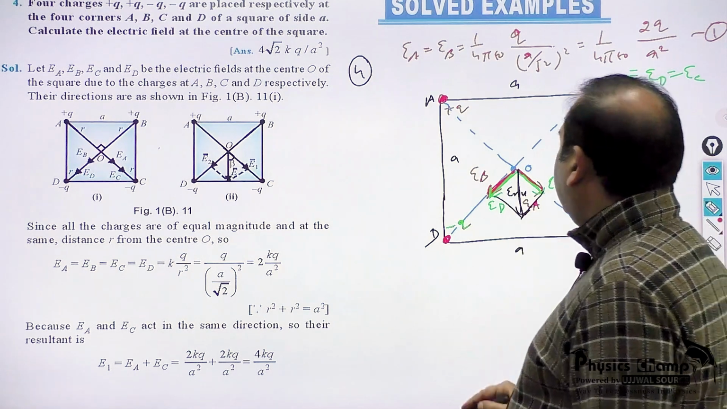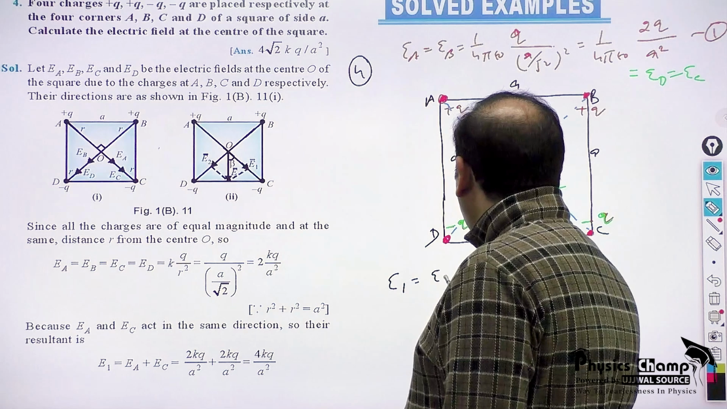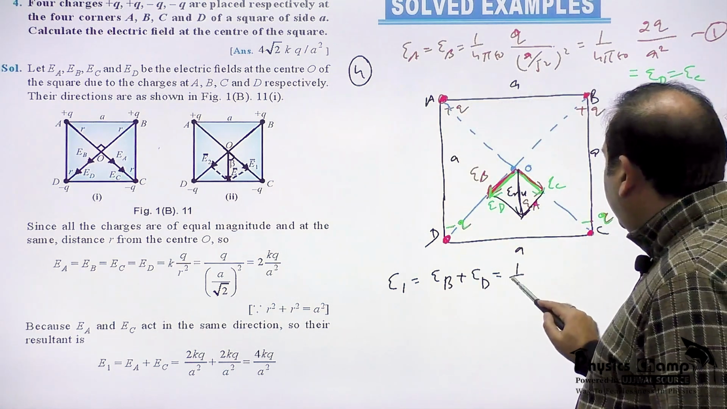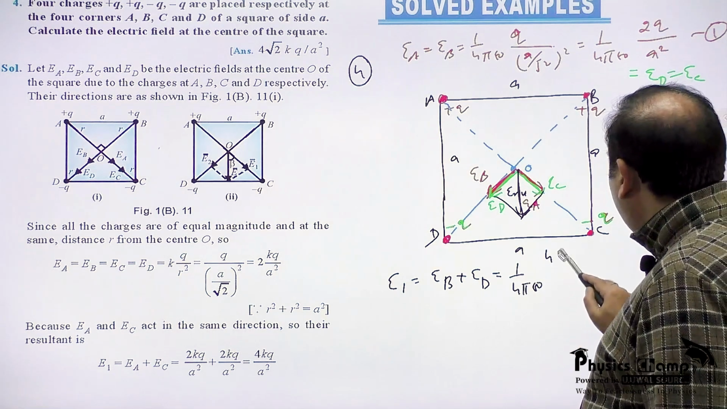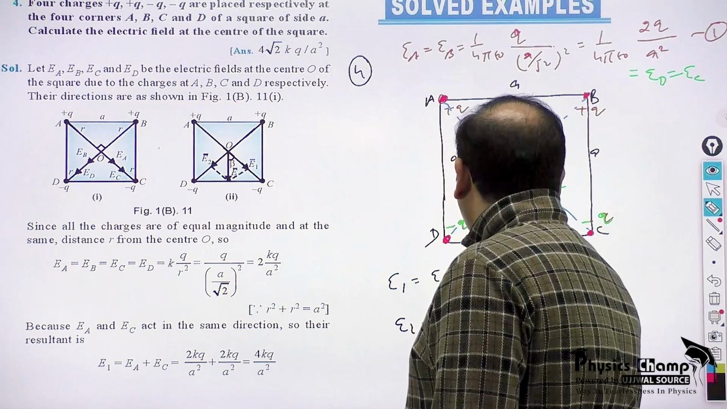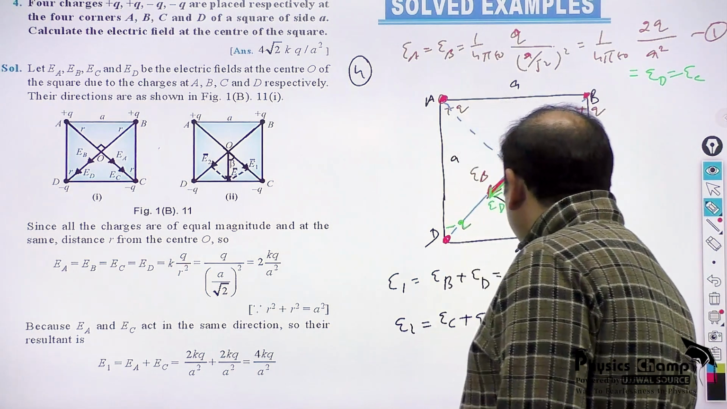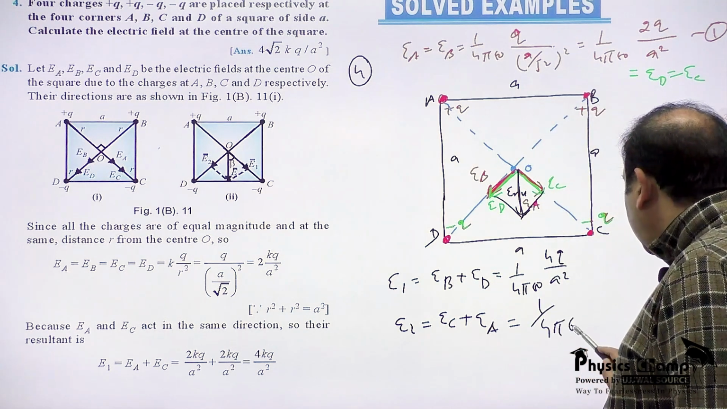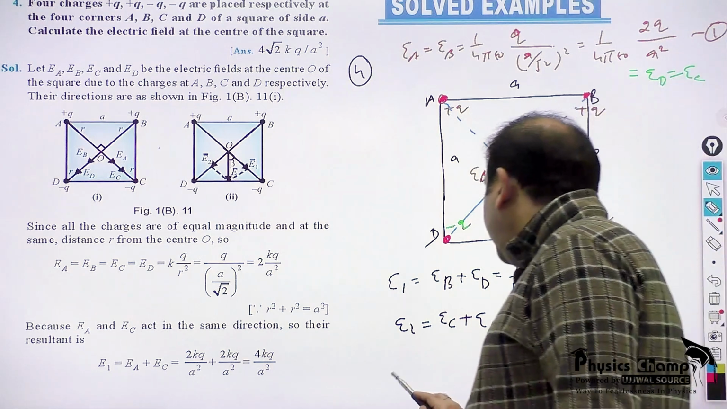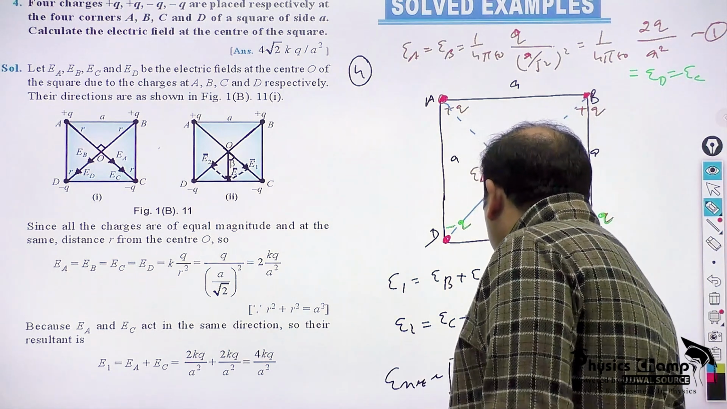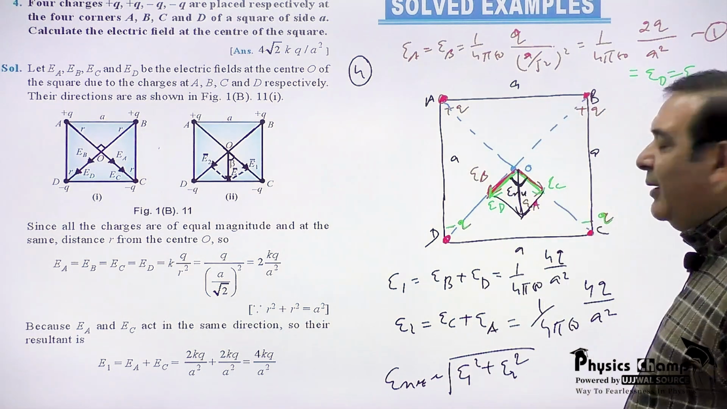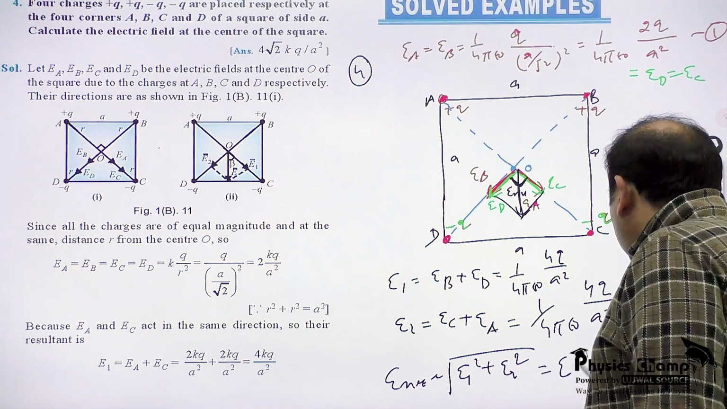it can be called as, I can call E1, which is EB plus ED, and this will be 1 by 4 pi epsilon naught 4q by a square. Similarly, I will have E2, which is EC plus EA, and this is also 1 by 4 pi epsilon naught 4q by a square. And when you are looking for the net electric field, it will be root of E1 square plus E2 square plus 2 E1 E2 cos 90. Angle between them is 90 degree. So, E root 2.